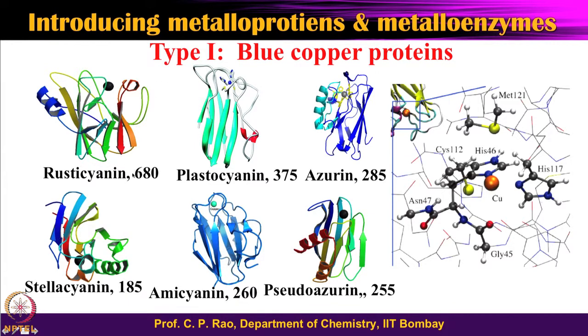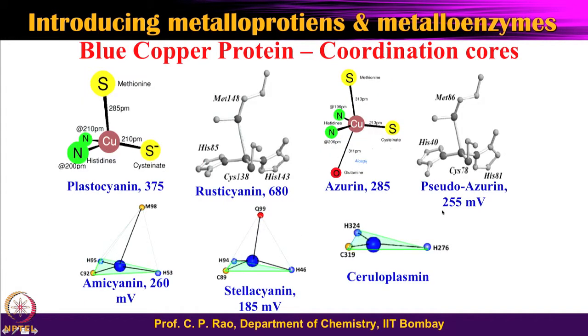This is a protein with 680 millivolts, 375 millivolts, 285 millivolts, and so on. One example you can see here: this is your copper, this is your S-methyl methionine, this is your cysteine, this is one of the histidines, and this is the other histidine. So, 2 histidines, 1 methionine, 1 cysteine, and the remaining protein you can see here. Very nicely you can see the blue protein. If you look closely, you can see the coordination sphere very nicely. So, you can see all these coordination spheres.